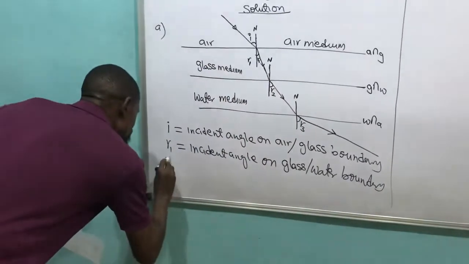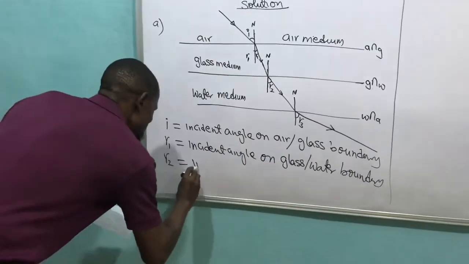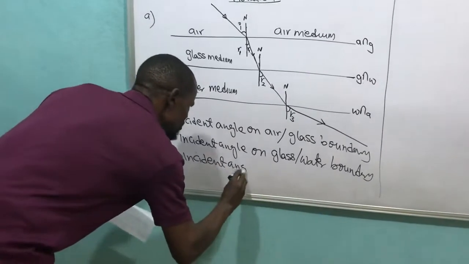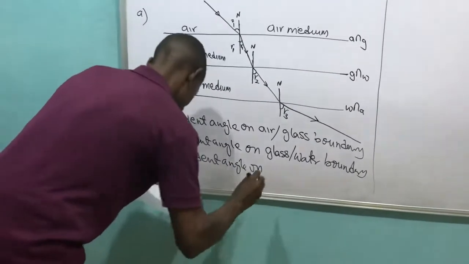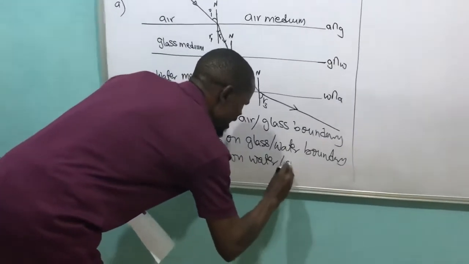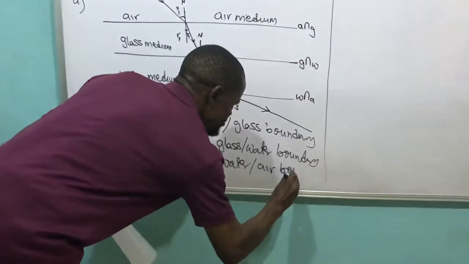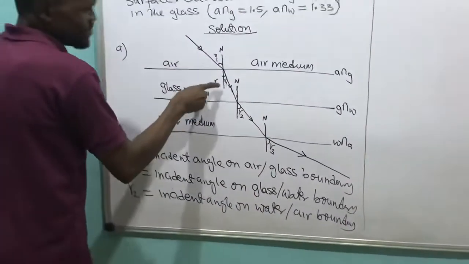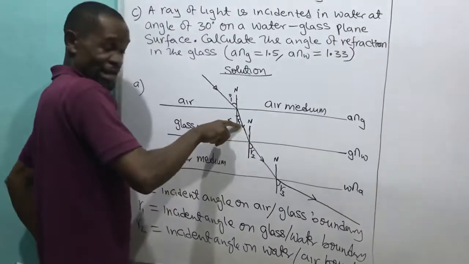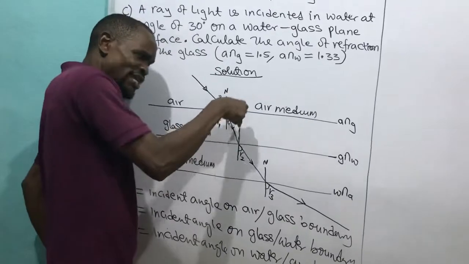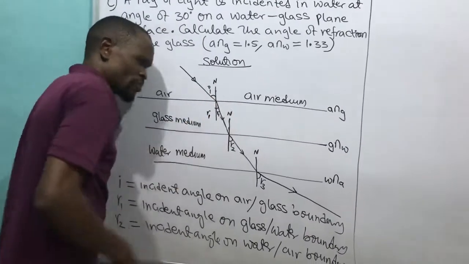Then r2 is the incident angle on the water to air boundary. Understood? Look at this. This is a refraction angle. Okay? That's all. This is a refraction angle. But this refraction angle is also the incident angle.